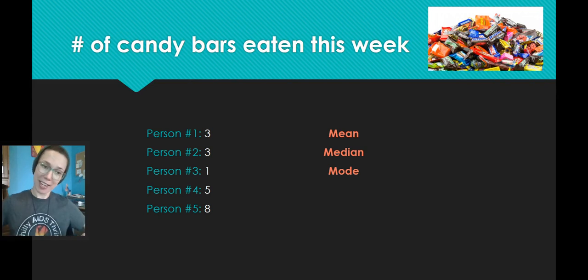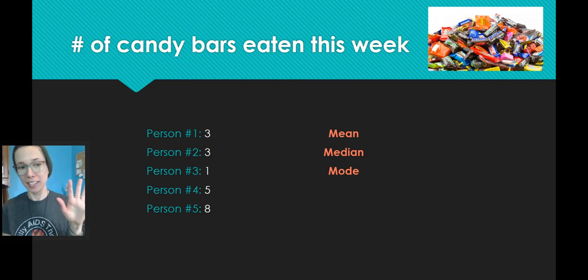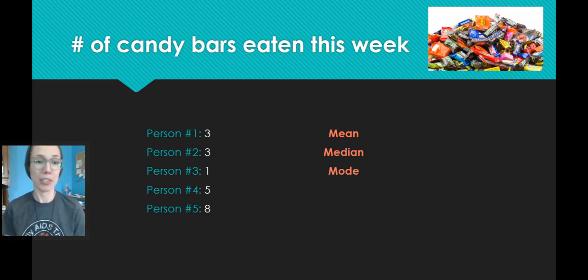So, okay, in this first hypothetical example, I am interested in people's consumption of candy bars. My survey includes 5 people. So I've asked 5 people, hey, how many candy bars did you eat this week? Person 1 ate 3, person 2 ate 3, person number 3 ate 1 candy bar, person number 4 had 5 candy bars, person number 5 had a rough week, they had 8 candy bars. All right, so we are interested in calculating the mean, the median, and the mode for my data set of 5 people.